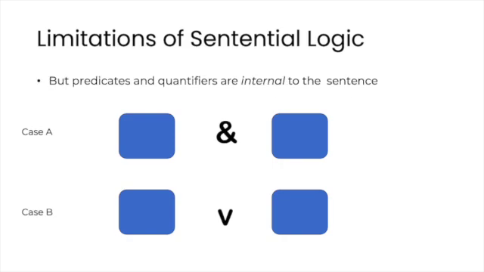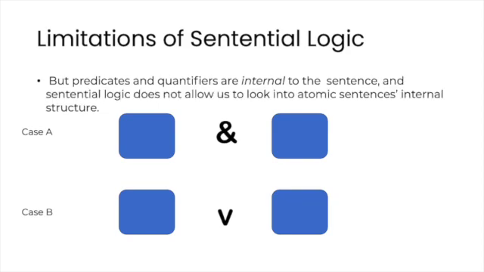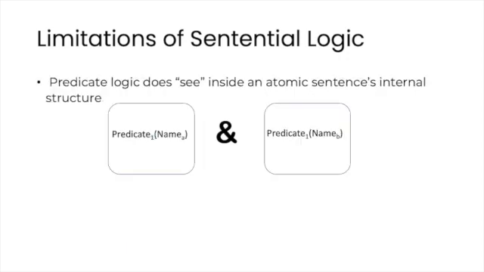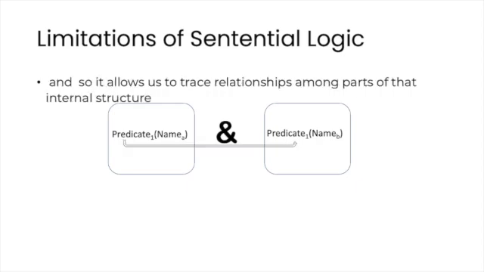However, predicates and quantifiers and other components that, as we said earlier, can be crucial to validity, are internal to the sentence. And sentential logic doesn't allow us to look into the innards of atomic sentences. However, predicate logic does allow us to take a peek under the hood so as to keep track of the internal components. And so, we can trace the relationships across sentences among the parts of that internal structure.